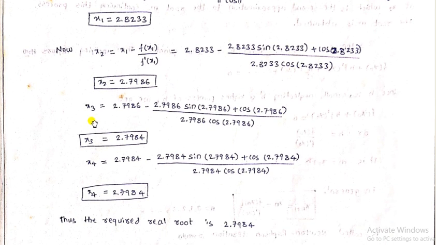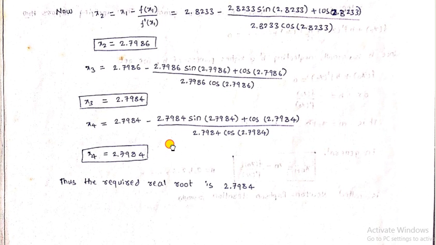Then calculate the third approximation by substituting x2 value. So we'll continue the same process. So in every new step we'll use the previous value. Whenever the two roots are same, 2.7984, 2.7984, you have to stop the procedure, so which gives the approximate root here. So you continue the same process until two values are same.